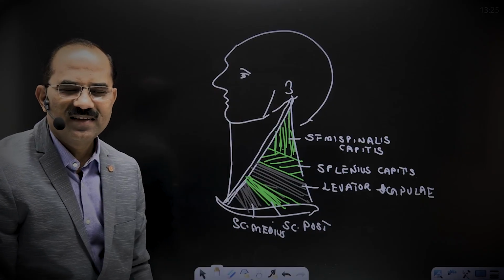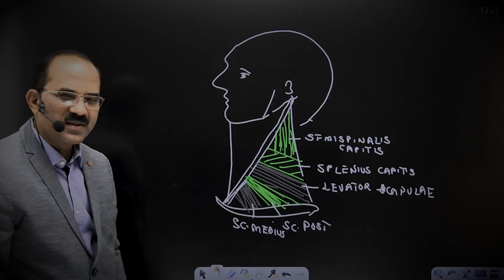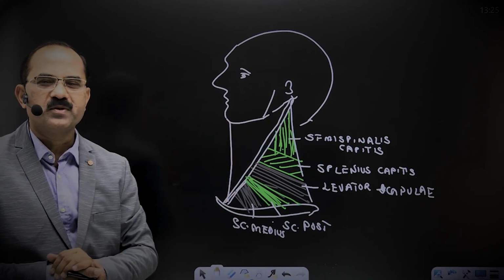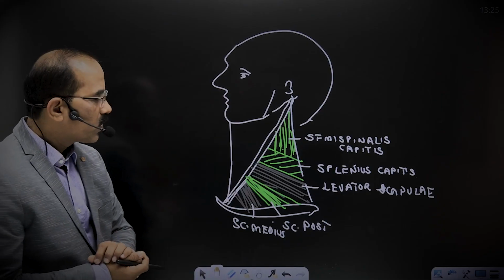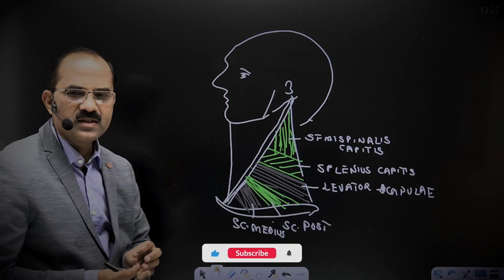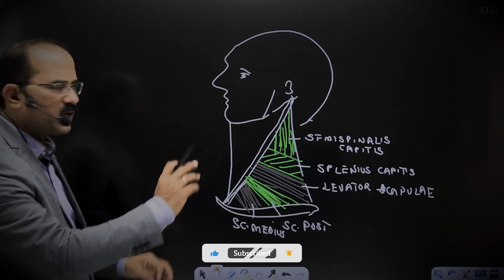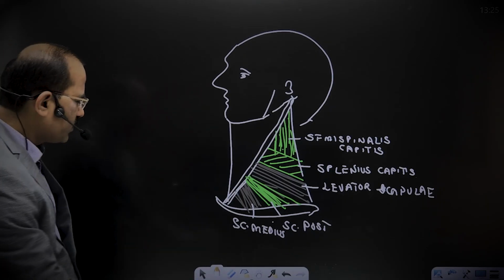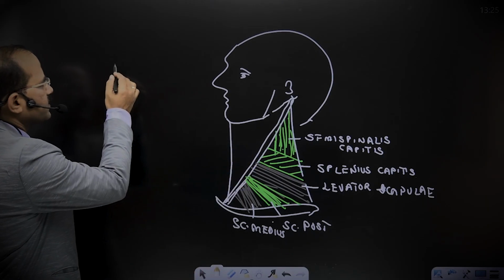Am I clear? Perfect. Right. So this becomes the floor of the posterior triangle. Let us understand the contents of the posterior triangle, right? To understand the content, students, let me draw a slide for you. I'll draw it here only. Just have a look at this. See if you can understand this.